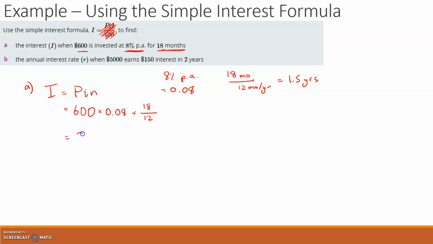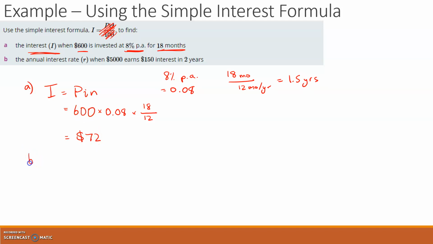Alrighty, and the answer is $72. Okay, so this $72, that's what capital I is. And if we remember, capital I represents the interest earned, so the extra money earned on the value of the $600. So over the 18 months, the $600 earned an extra $72. So that's answering A because we were looking for capital I, the interest. If we were asked for the final amount instead, it would really be 600 plus $72, which is $672.